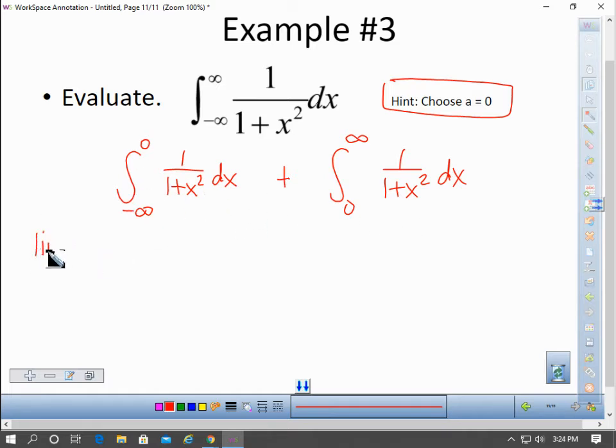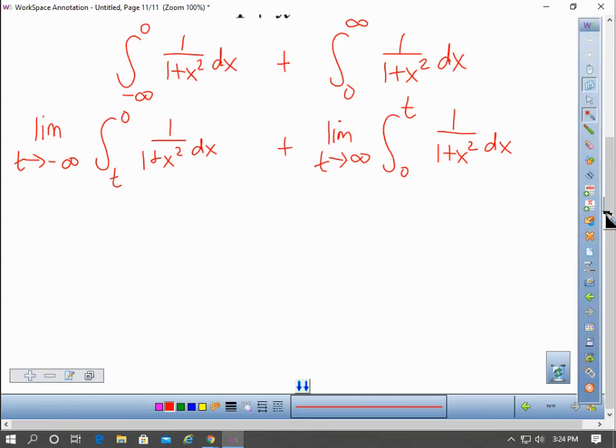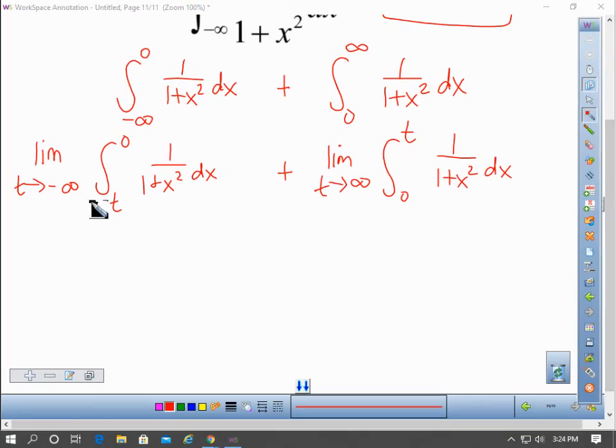So on this one, I'm going to take the limit and let t go to negative infinity, and I'm going to replace the negative infinity with a t. Okay, that's all we're going to do there for right now. Now on this piece, I'm going to do the same thing. I'm going to do the limit and let t go to positive infinity, and I'm going to replace the infinity with a t. Okay, so now we just have to do the antiderivative, the fundamental theorem, and then evaluate the limit. So that's what you can do every time.